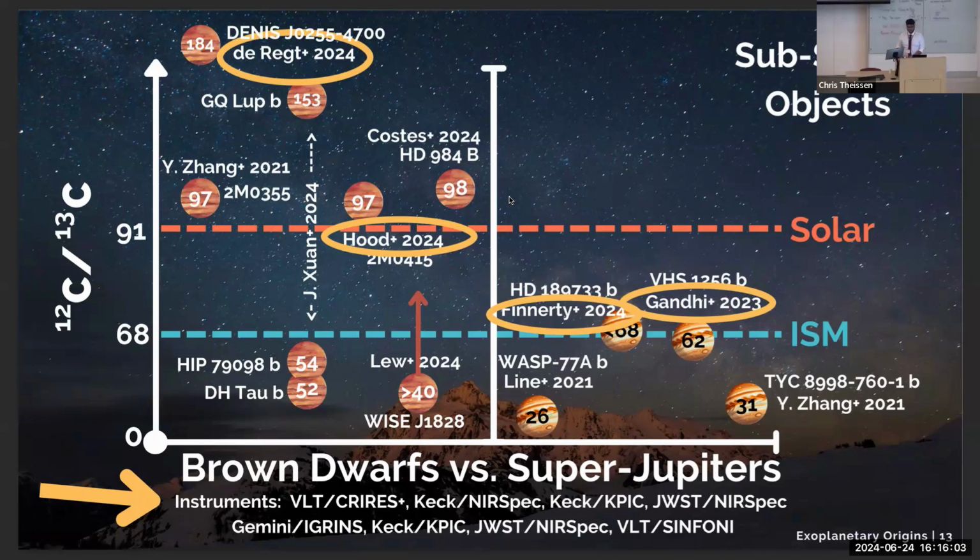These studies use state-of-the-art near-infrared observatories like VLT CRIRES, NIRSpec, and KPIC on Keck. We also have Gemini and IGRINS and even JWST's NIRSpec to constrain the abundances of these weak carbon-13 isotopologs.